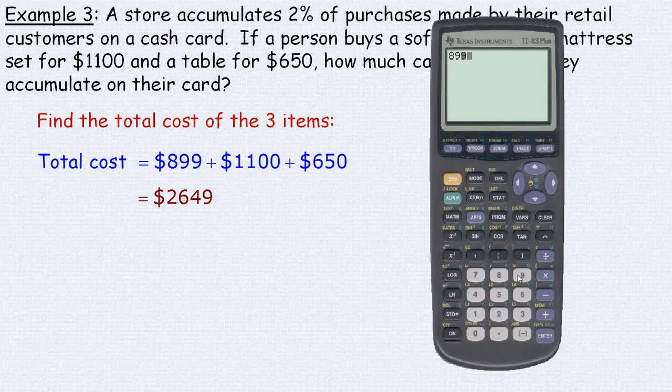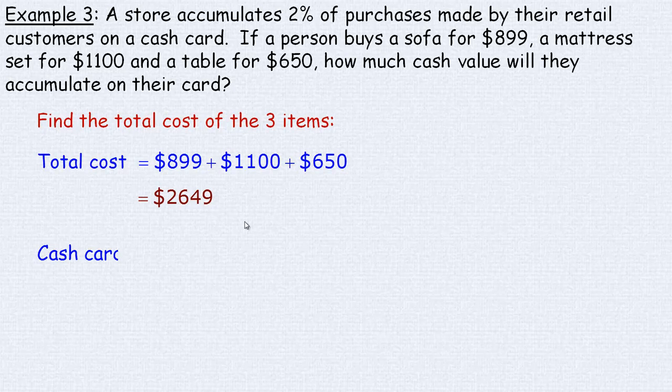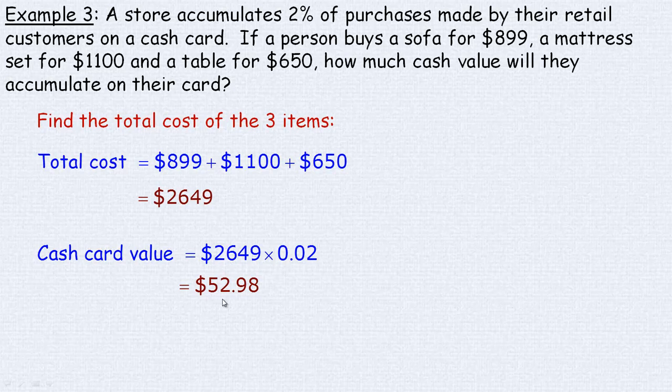So $899 plus $1,100, and plus the $650. So there's the $2,649. Now they're getting 2% of it on their card. So we multiply that by 0.02. So they're going to earn $52.98. So that's the calculation you would do to figure out how much they're going to get on their points card. So the cash value earned would be $52.98. And that's the end of the tutorial.